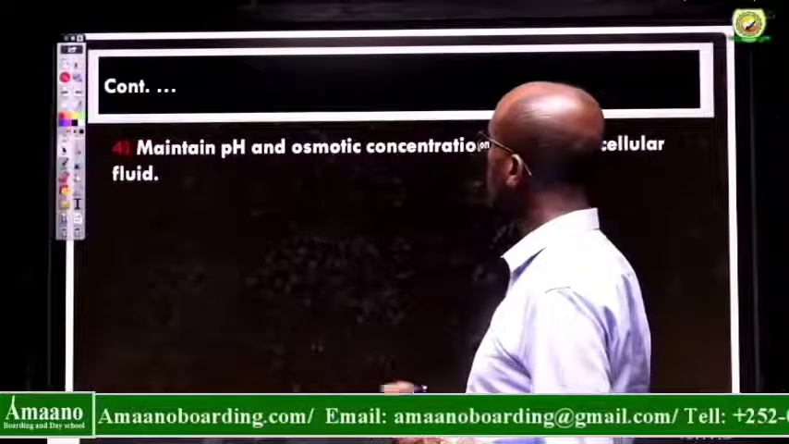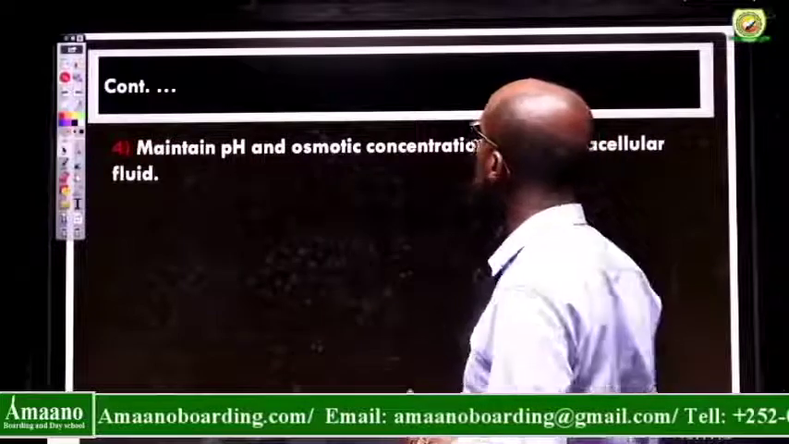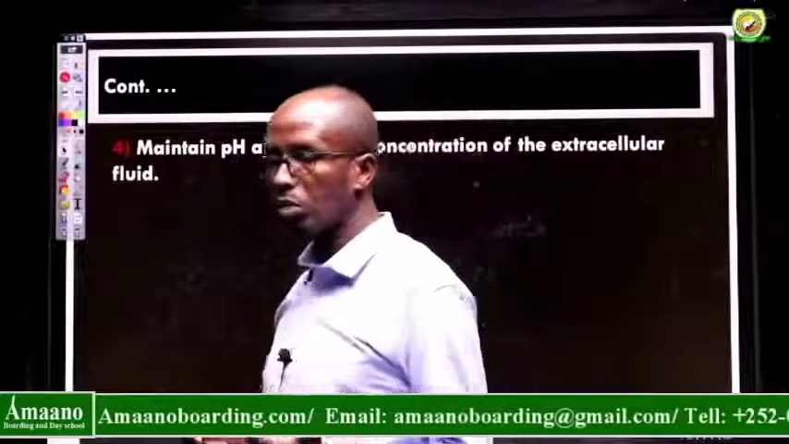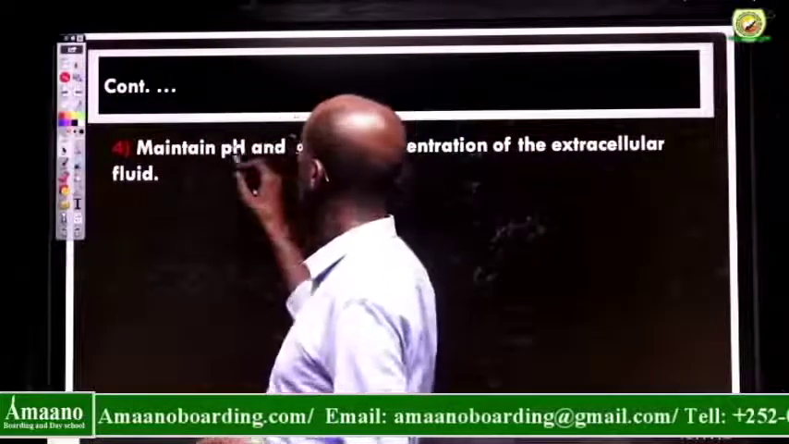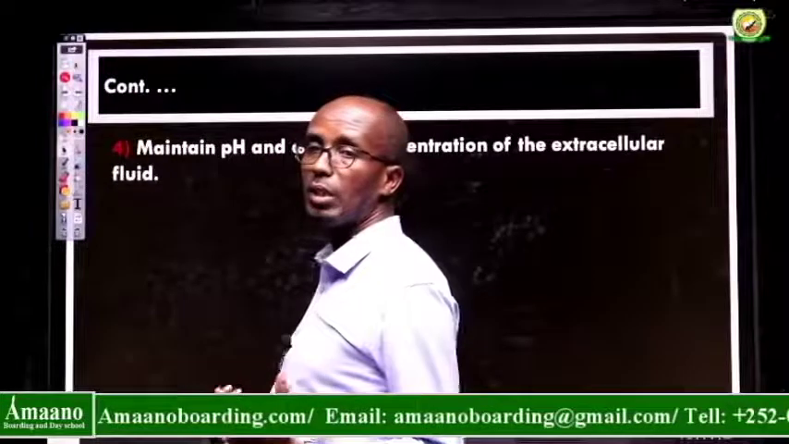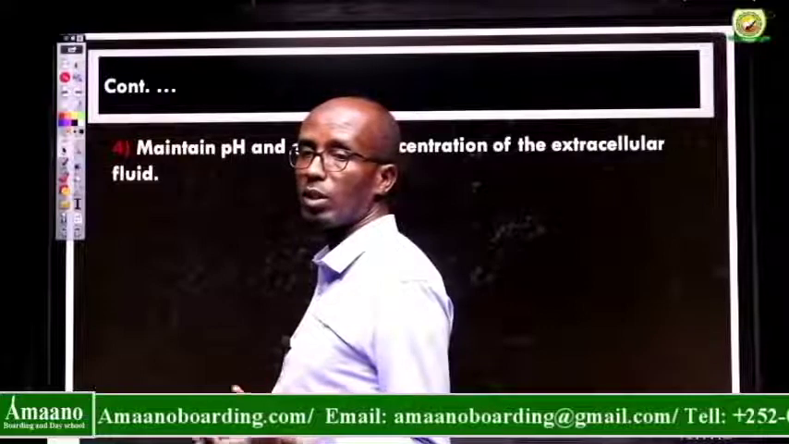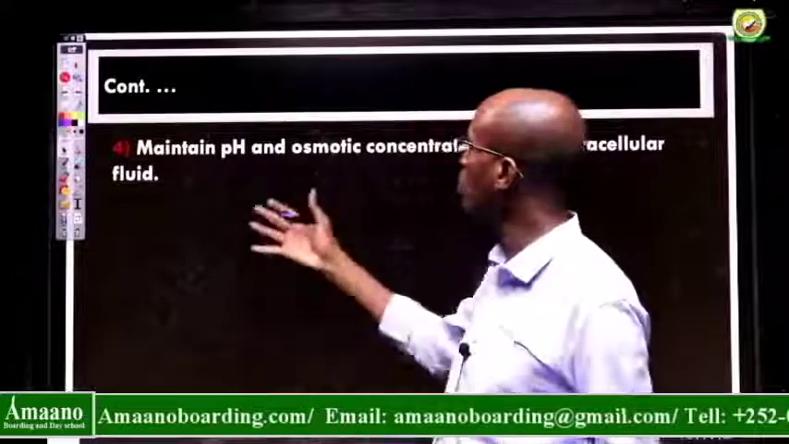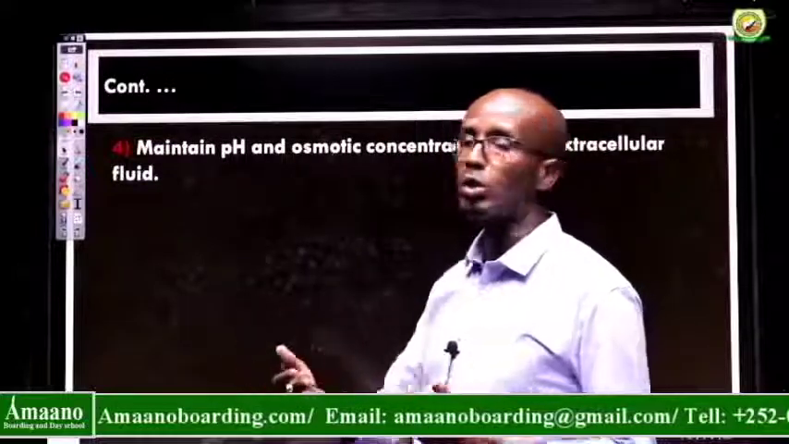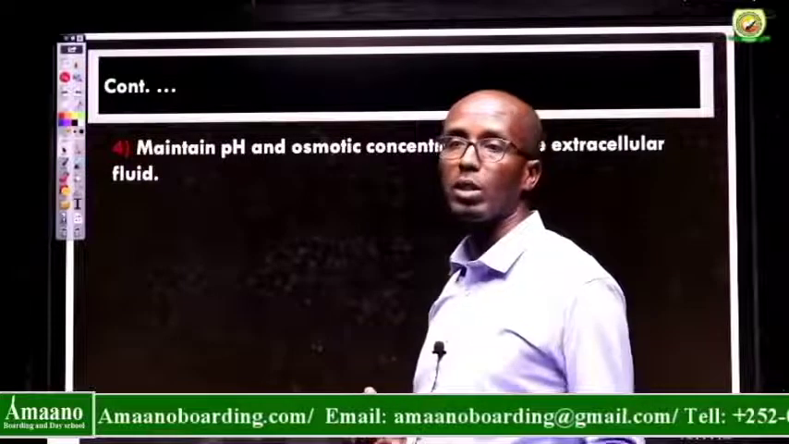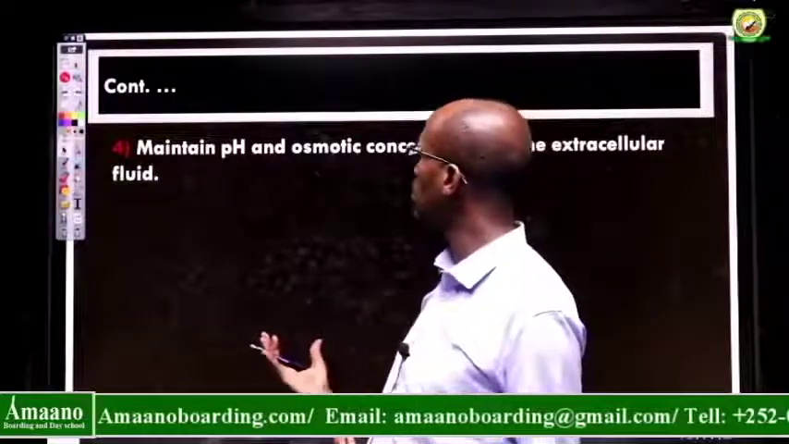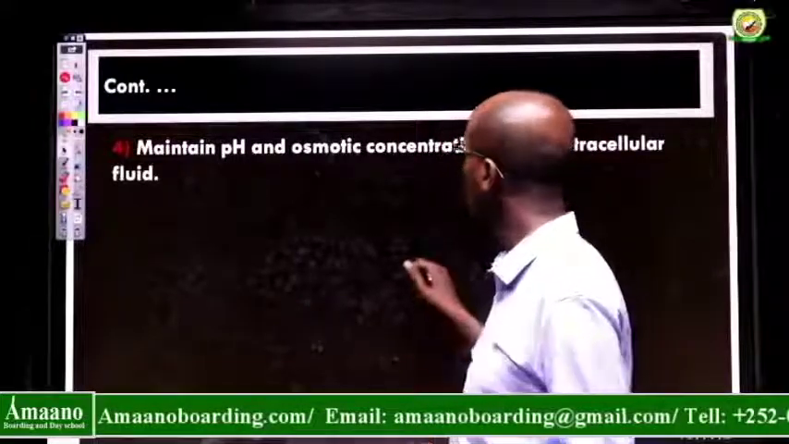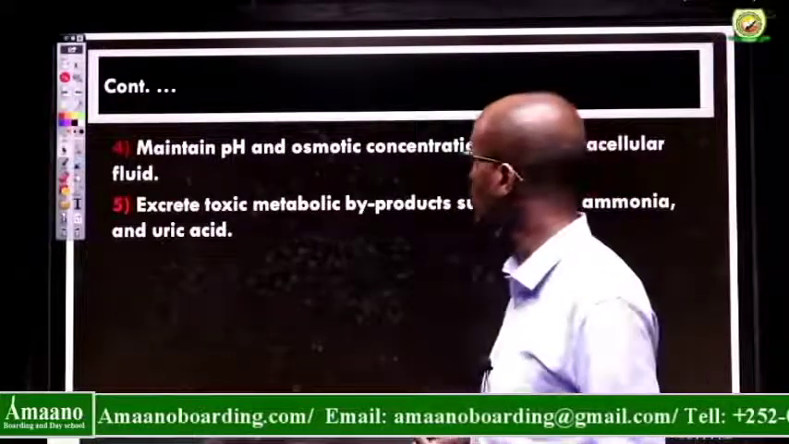Number 3, maintain pH and osmotic concentration of the extracellular fluid. So keeping pH constant is very important. pH is the level of basicity or acidity. When we talk about pH, we are talking about the strength and weakness of acids and bases. So keeping the pH, especially blood pH, more or less constant is very important. Otherwise, it damages your body cells.